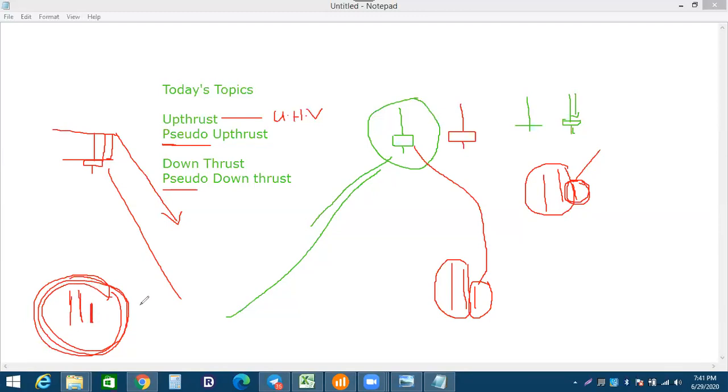Okay. For the pseudo downthrust, you will find this type of candle, and the volume must be less than the previous 2 candles. That is a pseudo downthrust. You will find the same candle in the chart. Okay, we go for the examples in the chart.